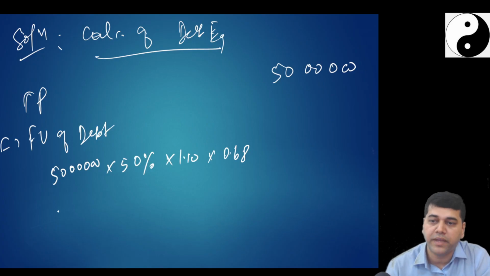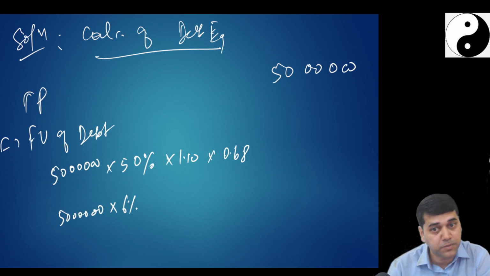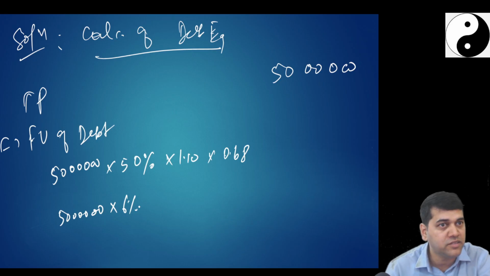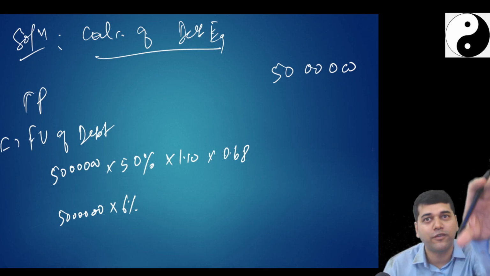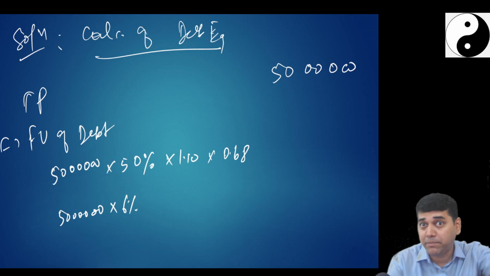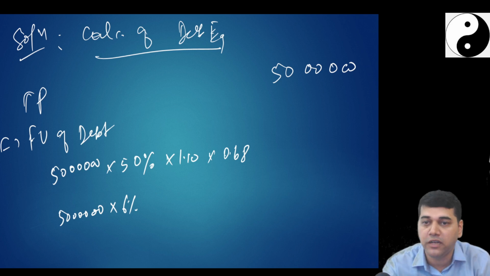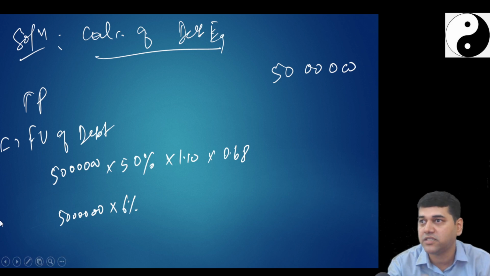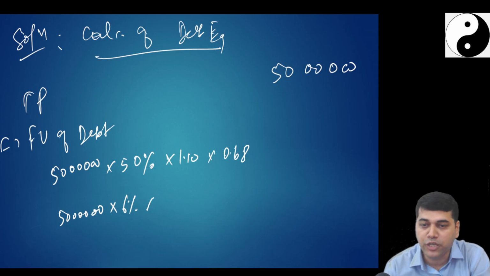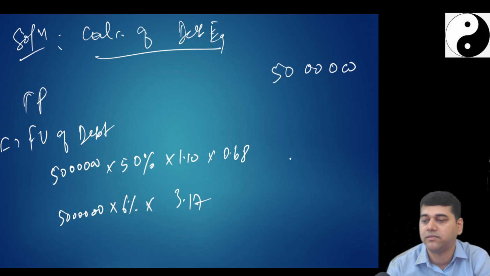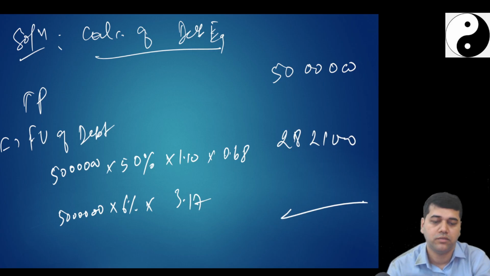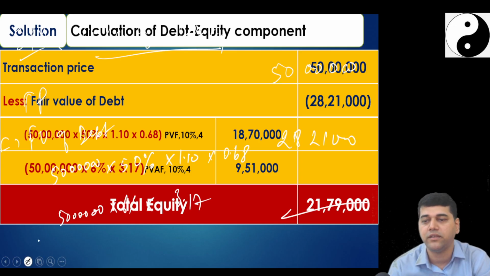Now how much interest will you pay? 50 lakhs into 6% or into 50%? No. You will pay interest on the full face value. Redemption happens 50% cash, 50% conversion. But for the next 3 years, you will pay full interest of 6% on 50 lakhs into annuity factor of 3.17. 20 lakhs 21,000. And you pass this entry, total equity, so much.